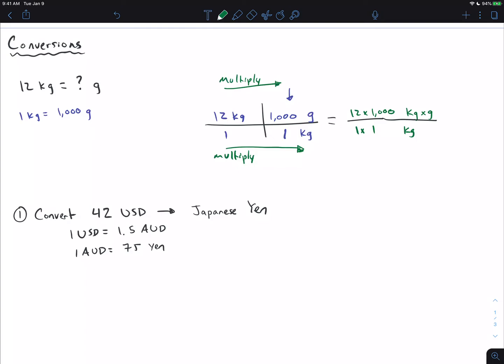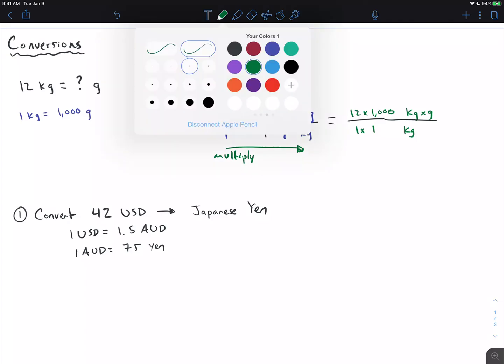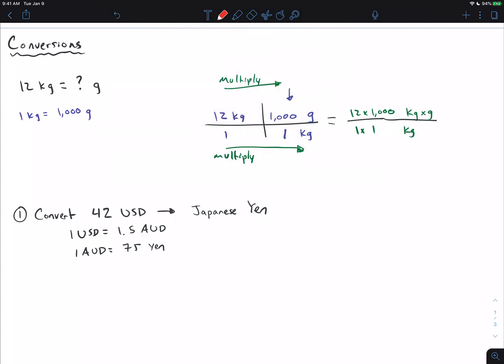So I'm going to simplify this. Like I showed you before, there's kilograms on the top and kilograms on the bottom. Those are going to get rid of each other. So what I'm going to end up with is 12 times 1,000, which is 12,000 grams on the top. And on the bottom, I just have 1 times 1, so it's just divided by 1, which is nothing. So here my answer will just be 12,000 grams. This is how it works.